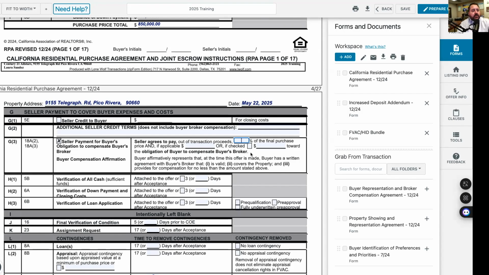Okay. So here's the thing. The contract, the way it is, doesn't require you to show proof of the BRBC. Now, when we started this almost a year ago in July of last year, there was a form that was introduced called the SPBB. It doesn't exist any longer. But that SPBB was the form where the buyer and seller agreed that the seller would pay the obligation of the buyer to compensate the buyer's agent.